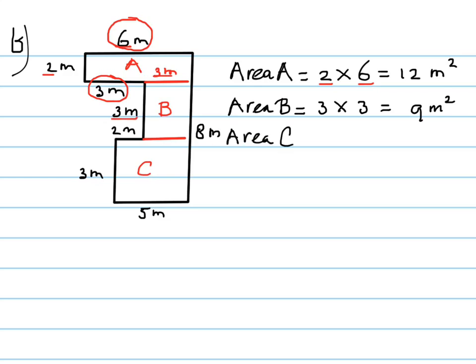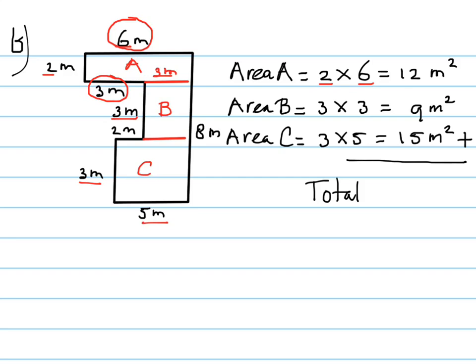And area C is straightforward because we have the 3 meters and the 5 meters, and we just multiply them together. Then we add the areas for each of the shapes together, and we get the total area, which is 36 square meters.